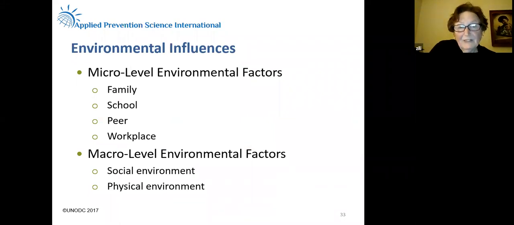So I mentioned these environments already: family, school, peer, and workplace. And also talked about the social environment and the physical environment. Think about growing up in Afghanistan at this time, what impact that has on children's behavior, and something we should be concerned about.